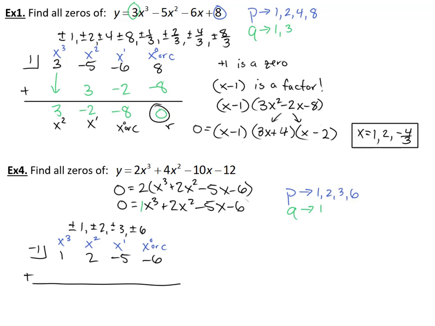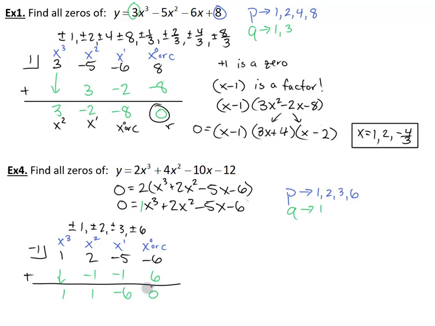Maybe -1 will work. So we drop down 1 again. 1 times -1 is -1. Adding, I get 1. Times -1 is -1. Adding, I get -6. Times -1 is +6. And we did it.